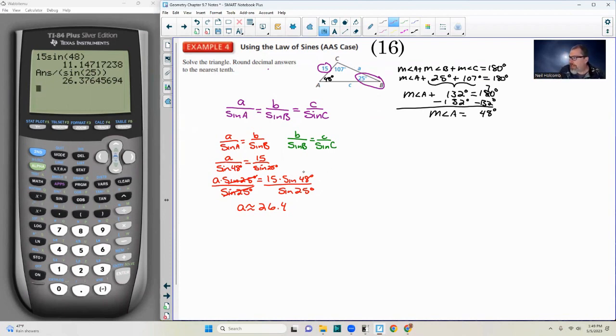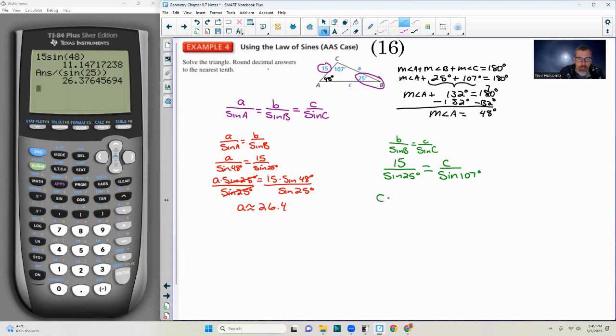Okay. And then after I do that, I want to find c. So now I'm just going to move this over here, and we'll substitute in our givens there. So what is b? b is the side opposite. That's 15 over sine 25. So notice 15 over sine 25 is right here. We're using it in both proportions. We don't know c, but we know the angle C, and that is 107.